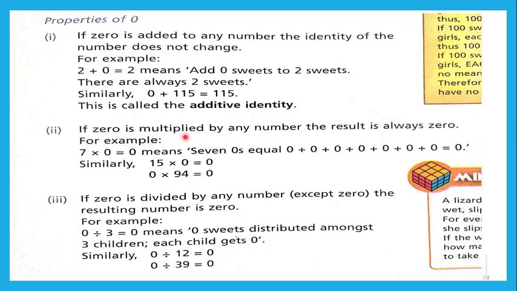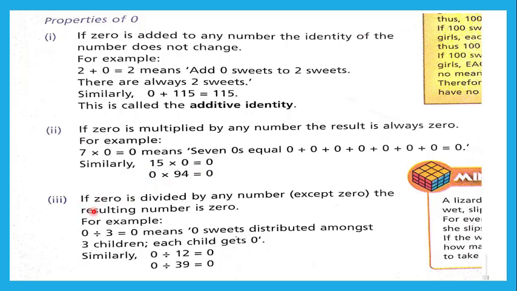Now, if 0 is multiplied by any number, the result is always 0. Whether it is a smaller number or a greater number, it doesn't matter. If you multiply 0 with any number, the result is always 0. For example, if I multiply 0 with 7, so 7 zeros is 0. Similarly, 15 multiplied by 0 is 0, and so on.